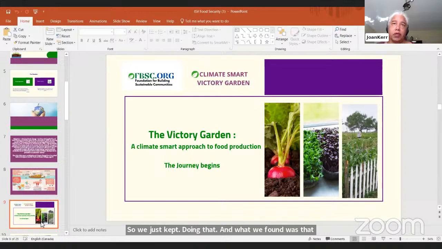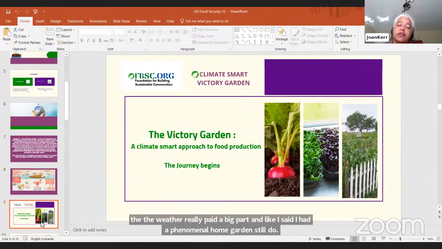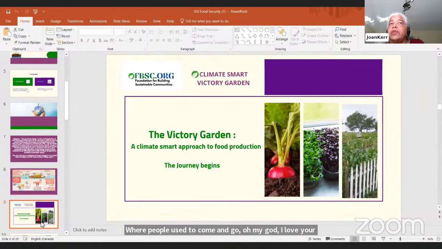And like I said, I had a phenomenal home garden, still do, where people used to come and go, oh my God, I love your garden. And they didn't realize that I was actually growing food and flowers. I used to say I grow for beauty and eating, because those are 2 things that I love. But putting it on a 10-acre property was a hugely different approach. One, it's open space, and the wind alone was, you would just slush across the open field.